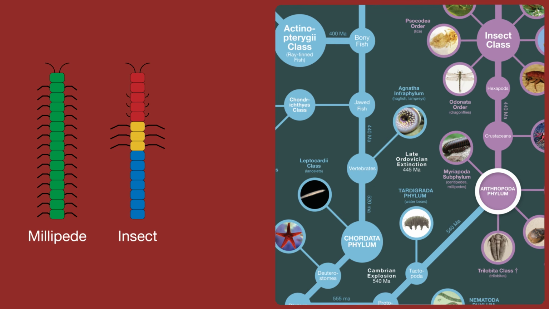In addition to this, most of these segments fused over time, so that insects are now left with only 3: the head, thorax, and abdomen. Contrast this with spiders, who, as you probably know, have 8 legs and only 2 segments.